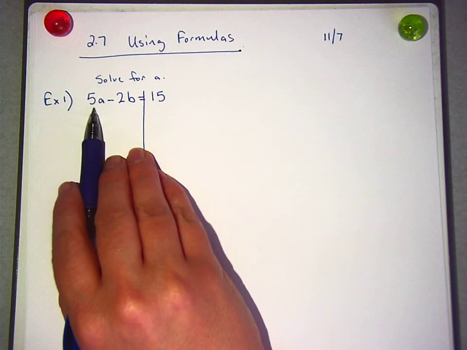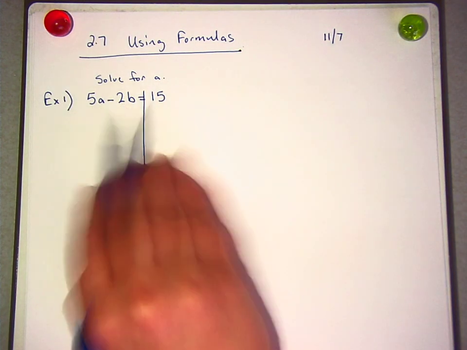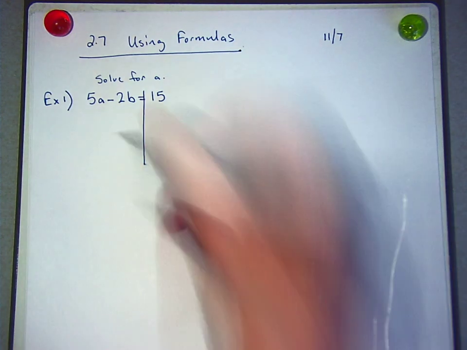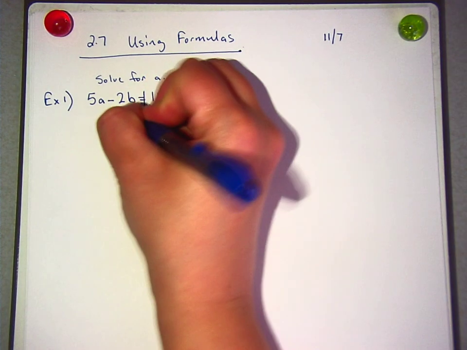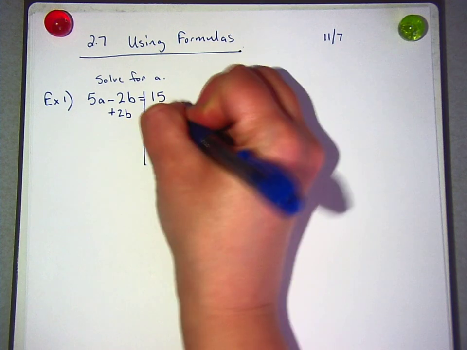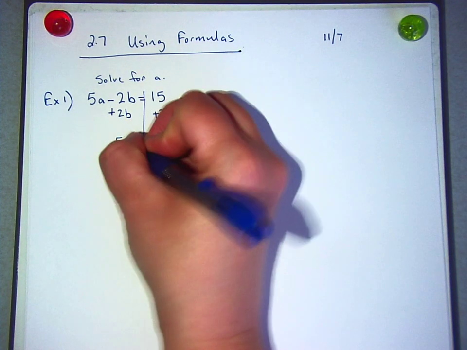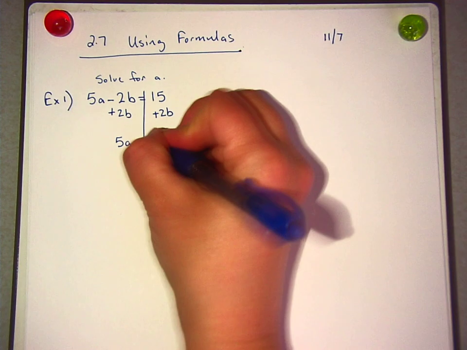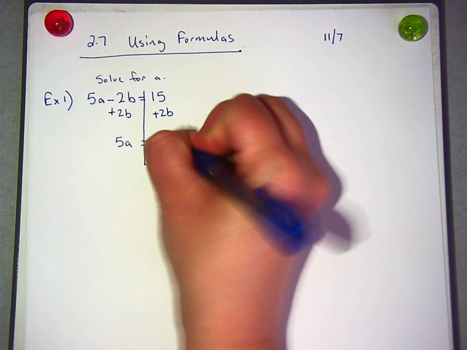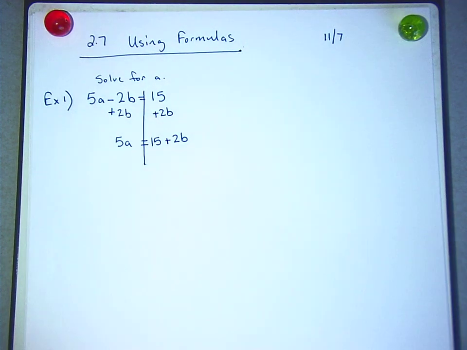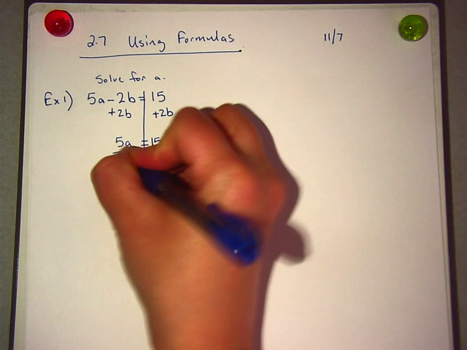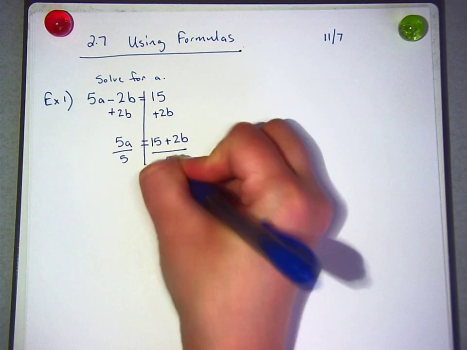I'm going to divide by 5, but not until I take care of this 2b right here. How do I move that 2b to the other side? Add 2b to both sides. So this is now 5a equals, can I combine 15 and 2b together? No, so I'm just going to write 15 plus 2b. And now how do I get rid of that 5? Divide by 5 on both sides.